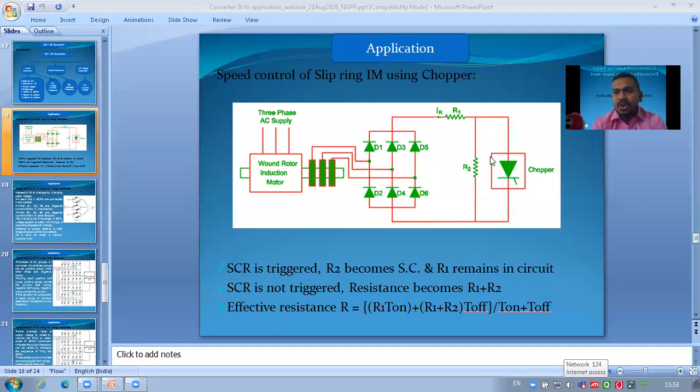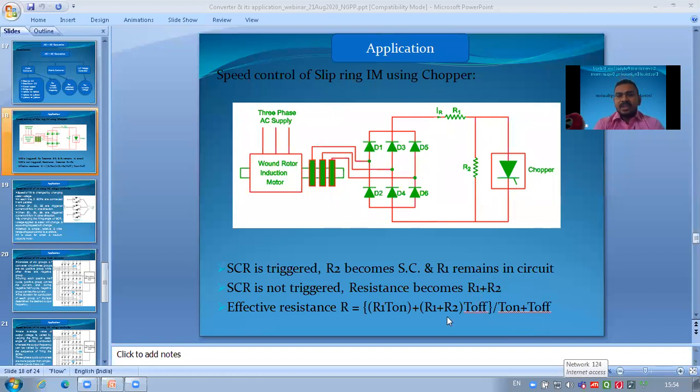So during the T on time period, we are triggering this chopper or the SCR, so it will make R2 short circuited. So the only resistance remaining in the circuit is the R1 resistance. Okay, now we consider the T on time period and T off time period. During the T on time period we have only R1 resistance. During the T off time period we have R1 plus R2 resistance.